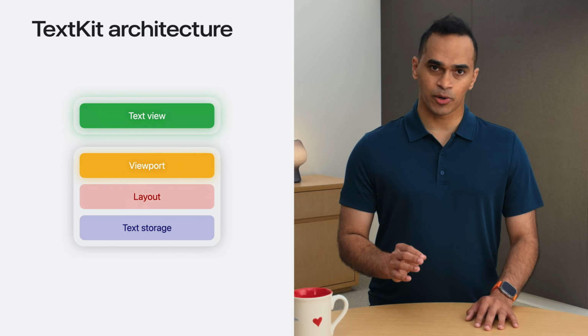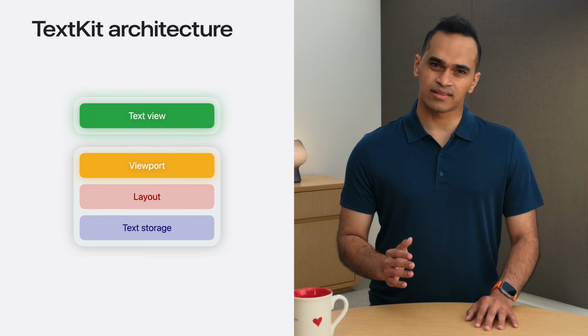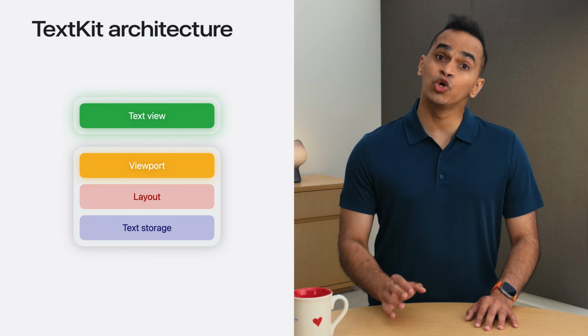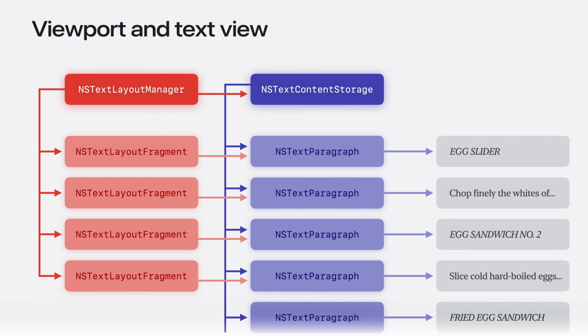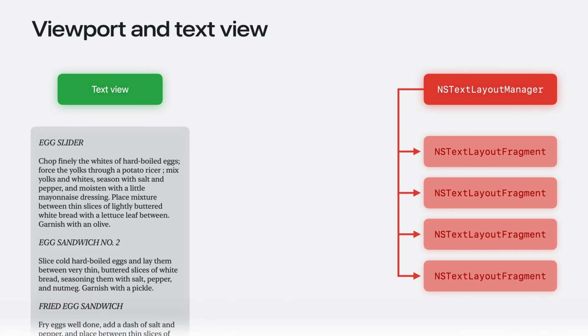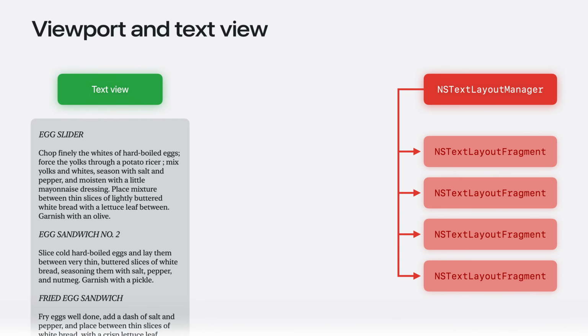Next, I'll show you how the top two layers, the viewport and the view, work together to efficiently render huge amounts of text. The text view is a dynamically sized view that can grow as text is laid out and drawn into it, and shrink as text is removed.